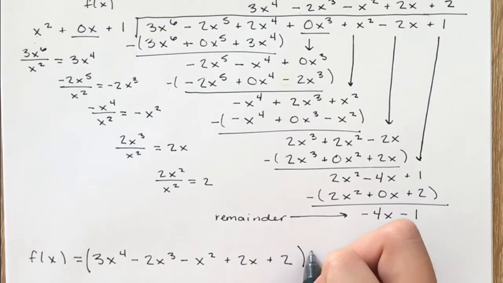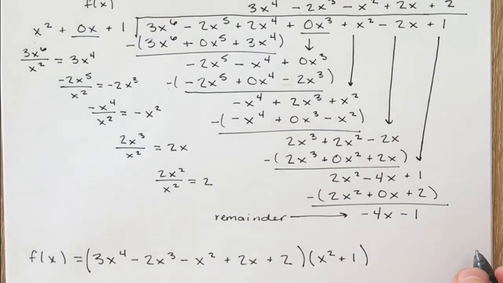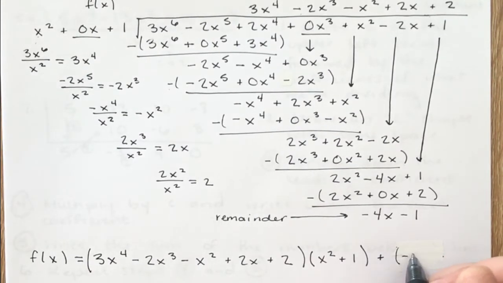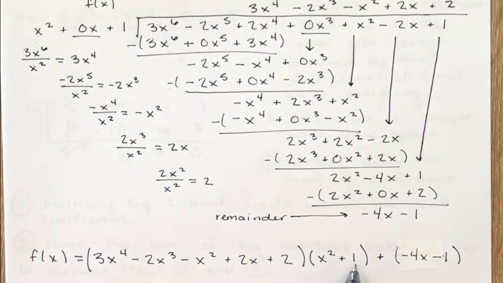times our divisor, so x squared plus 1, plus our remainder, which is negative 4x minus 1. Right, again, we have our quotient times the divisor, whatever we divided by. We know that when we multiply these up, we get really, really close to our f of x function, but we are negative 4x minus 1 off, so we need to add that on at the end. Okay, awesome. Let's try some of this in the lab manual really quickly.